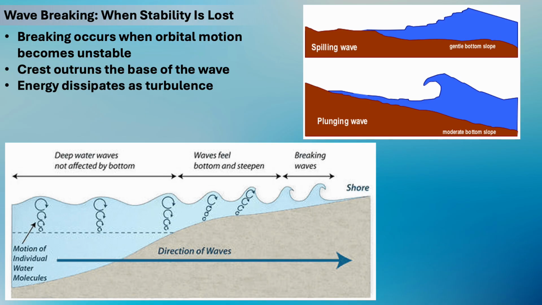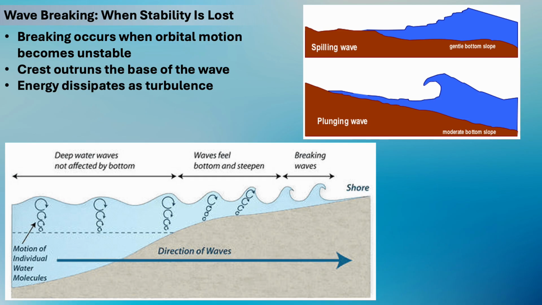Different types of breaking reflect differences in bottom slope and wave conditions. Gentle slopes favor what we call spilling breakers, while steep slopes produce plunging breakers. Spilling waves break over a longer distance, and that spreads out the dissipation of energy. They are generally considered low energy because the wave gently breaks without significant force on the shoreline.